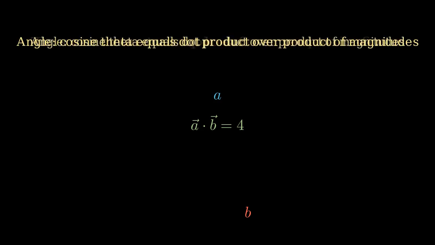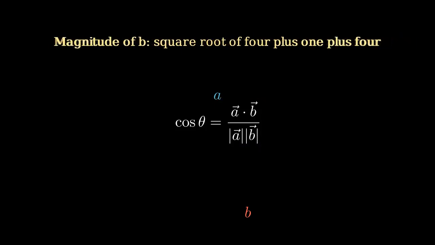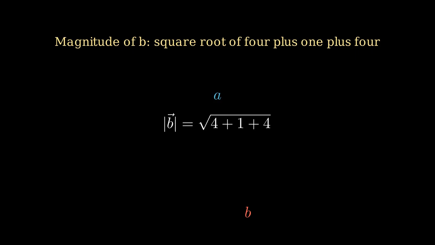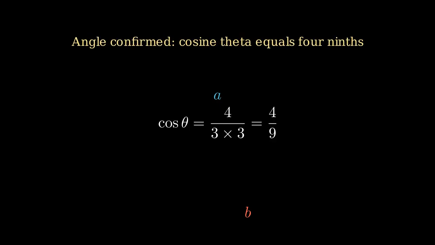To find the angle between two vectors, we use cosine of theta equals the dot product divided by the product of their magnitudes. The magnitude of B works out the same way as before, the square root of 4 plus 1 plus 4, which is the square root of 9, which is 3. So cosine of theta equals 4 divided by 3 times 3, which is 4 over 9. This confirms the angle between A and B using the value cosine of theta equals 4/9.